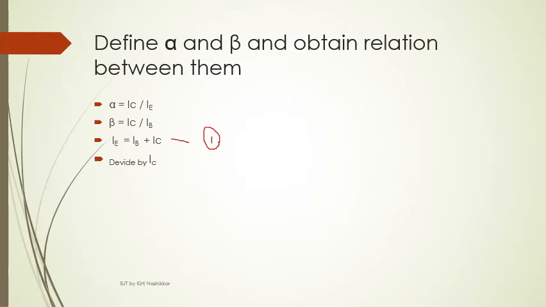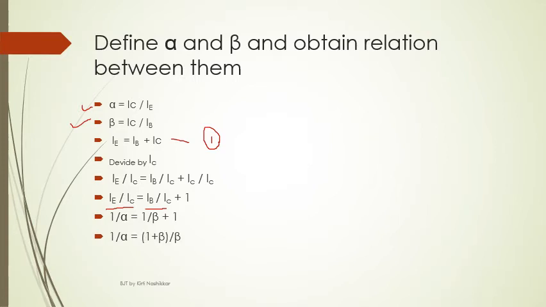Now we have to divide equation 1 by IC. We will get the equation IE upon IC equals IB upon IC plus IC upon IC. The equation becomes IE upon IC equals IB upon IC plus 1. Now as you can see, this term is nothing but the inverse of alpha and this is nothing but the inverse of beta. So this can be replaced by 1 upon alpha equals 1 upon beta plus 1, and that's why 1 upon alpha equals 1 plus beta upon beta.